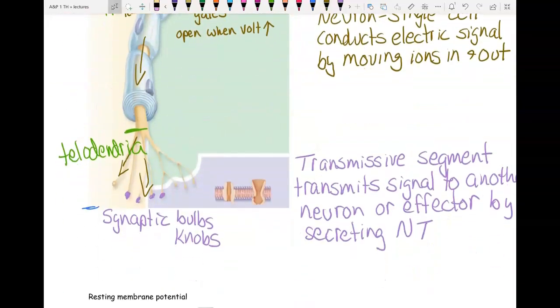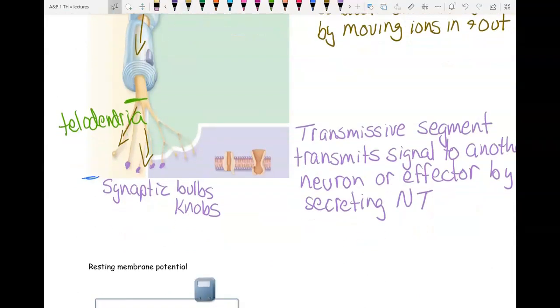Then if we go down to the transmissive segment, here is where you move calcium in and out. This one is a calcium gate, and when it opens, it lets calcium in. And this one is a calcium pump, and it pumps calcium back out. And this gate is voltage regulated.